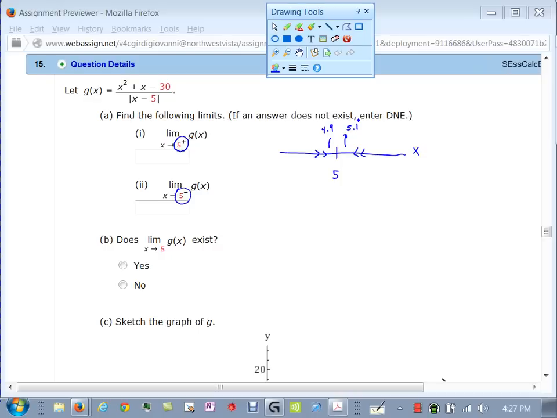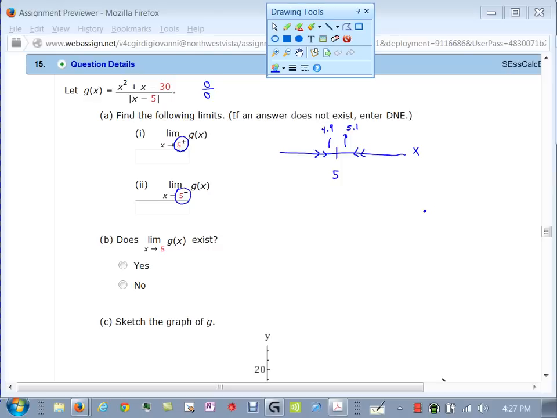Now, let's just see what happens if I try and plug 5 in, right? If I plug 5 in here, I get 25 plus 5, that's 30. Take away 30, we get 0. 5 minus 5 is 0. Absolute value is 0. So this is the form 0 over 0. The problem is the algebra is a little different because we can factor the top, right? I should have done that just to show you.